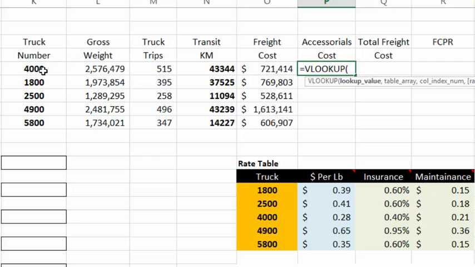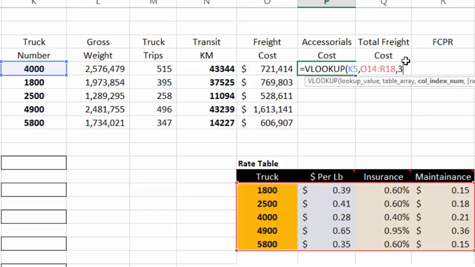What are you looking for? The truck number, comma, where? Here, comma, which number do you want? The insurance, which is column 3. Close the bracket. Don't forget to highlight what's between the commas. Press F4, and that's going to get me a percentage.